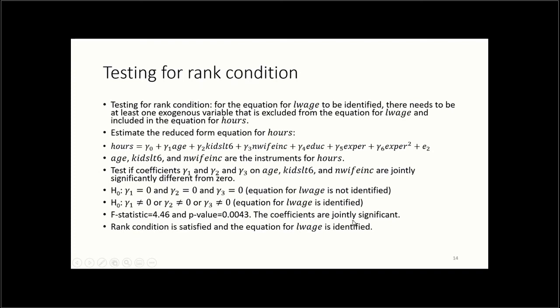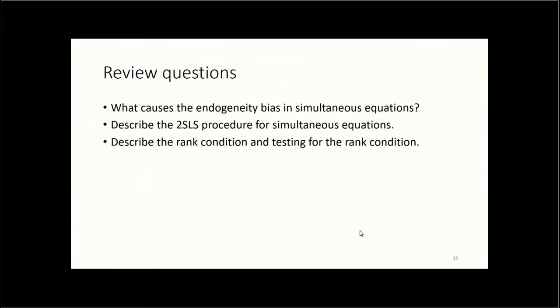So this is the F statistic and the p-value, and what we are concluding here is that the coefficients are jointly significant. So what we are finding here again is that if these coefficients are jointly significant, then they are good instruments for hours. And if they are good instruments for hours, then the other equation for log of wage would be identified and can be estimated.